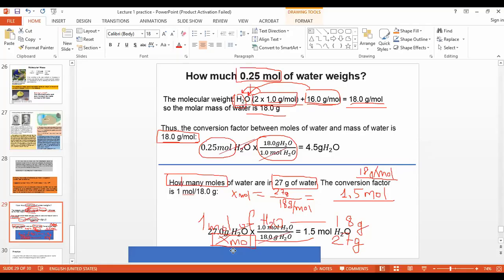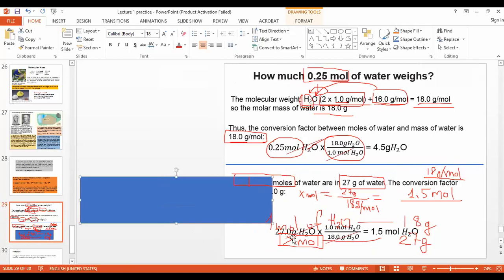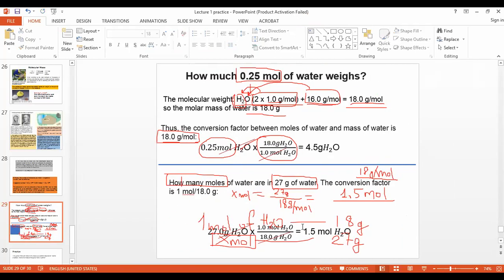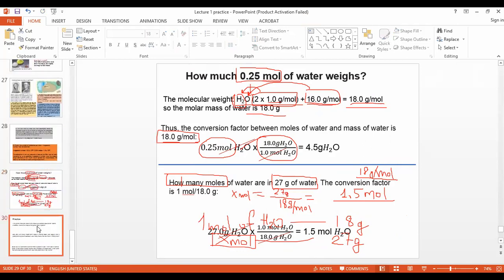Let's remove this one over here. So it's the same thing. Basically, 27 multiplied by 1/18 is the same as 27 divided by 18 grams. It's the same thing, right? Mathematically, we don't do anything different.